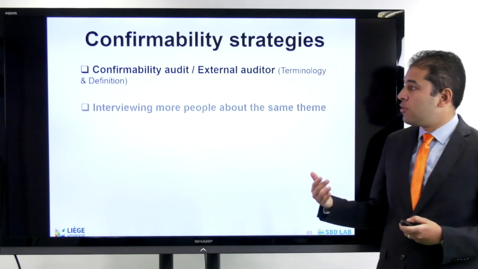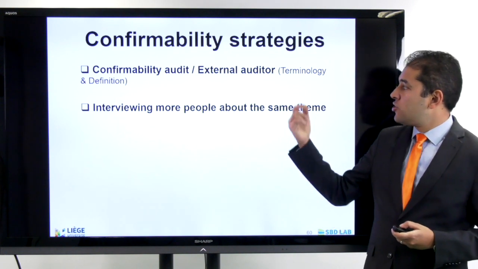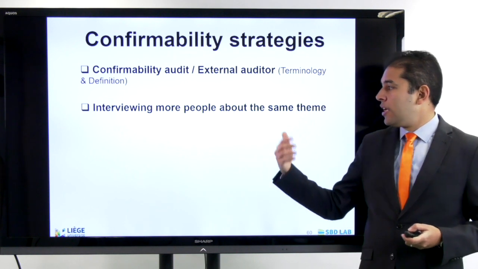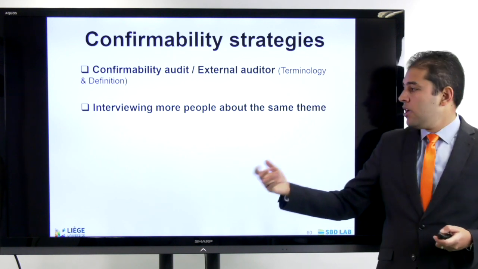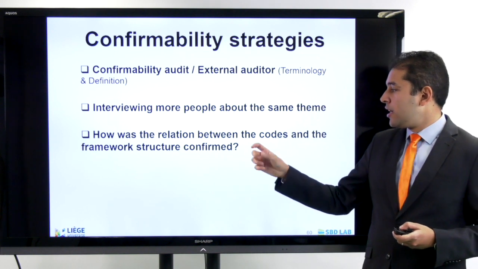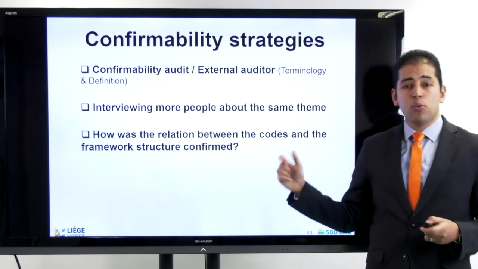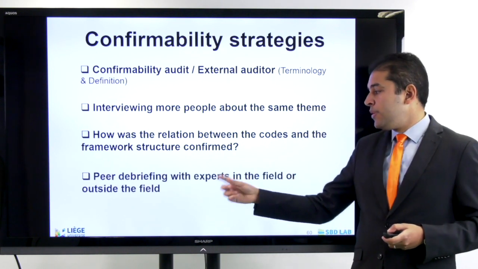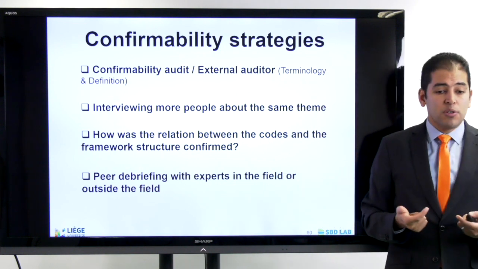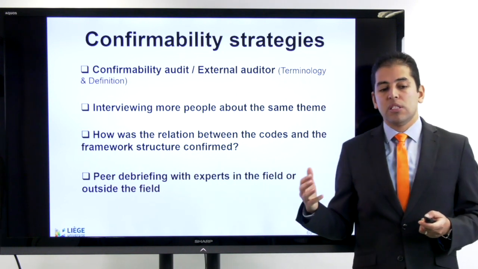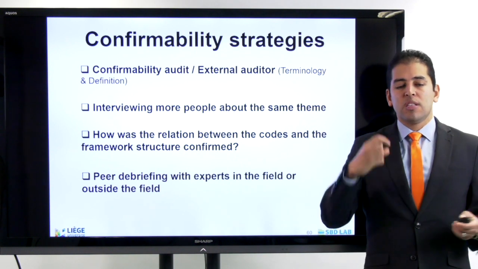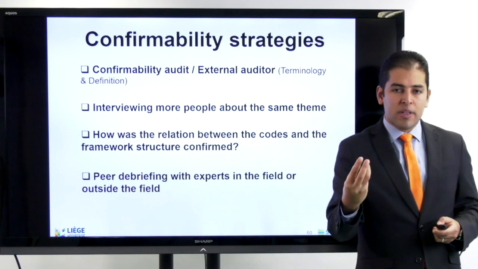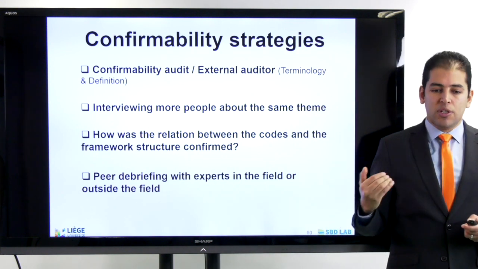So there are different techniques for confirmability. You can have an external auditor who can identify the audits and the terms. You can have more focus group discussions on the same topic. You can check how the relation between the code and the framework was. Does it make sense or not? You can do deep peer debriefing with an expert on the outcomes of your focus group discussion. These are all techniques. There is no cookbook for that, but it's up to you to always investigate how you can increase the confirmability of your findings and what you did to increase it.